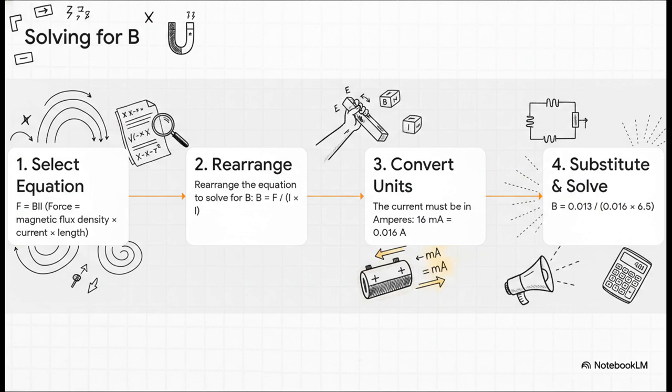So step 1, pick the right equation from your sheet, and that's F equals BIL. Step 2, we need to get B by itself, so we rearrange the equation to B equals F divided by I times L. Now step 3, and listen up because this is the classic mistake, check your units. The current is in milliamps, so we have to convert 16 milliamps to 0.016 amps. Then, finally, step 4, just plug in the numbers and solve it.